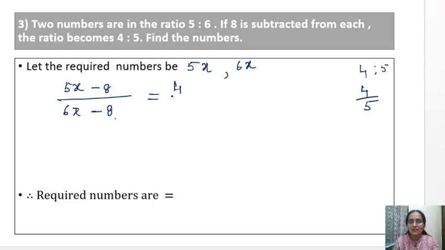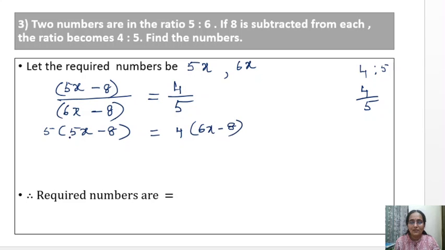The ratio is 4 is to 5, so let me write 4 by 5. Now you got one equation with variable, right? You know how to solve the equation using transposing rules. Let us cross multiply first to get the equation. 4 into 6x minus 8. So use the distributive property, 25x minus 40 equals 24x minus 32.